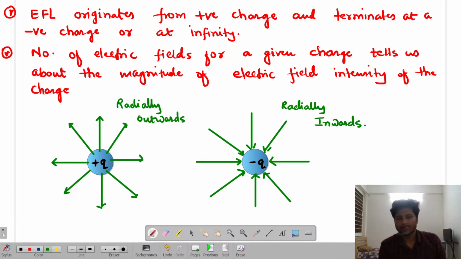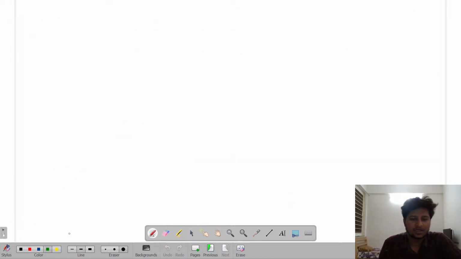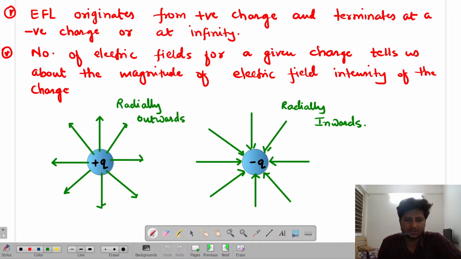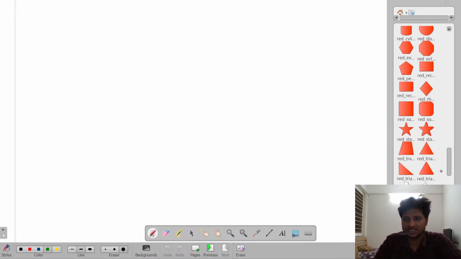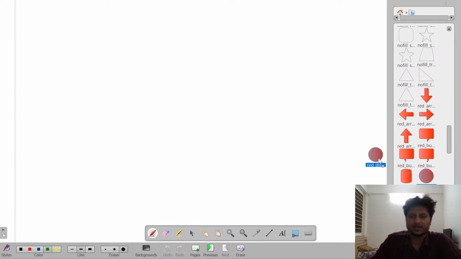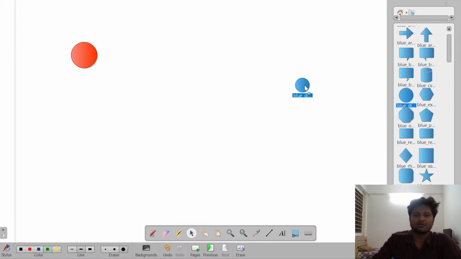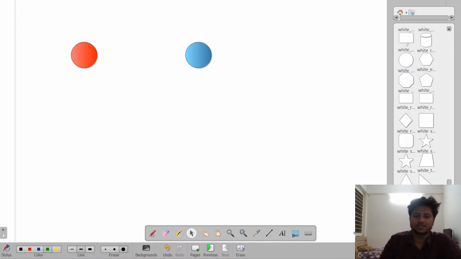Okay. So let us just have an understanding. Now, these were two independent charges, two independent positive and negative charges. What happens if I have a pair of charges? That's a big question, and that's a better way to understand. So let's suppose I have a positive charge and a negative charge. First we'll consider one.